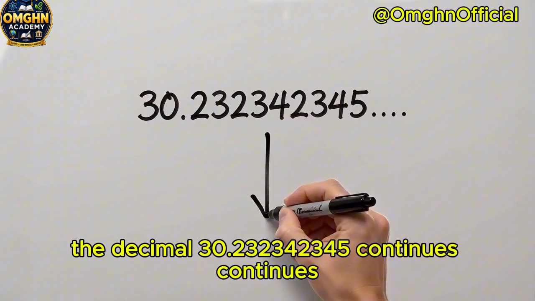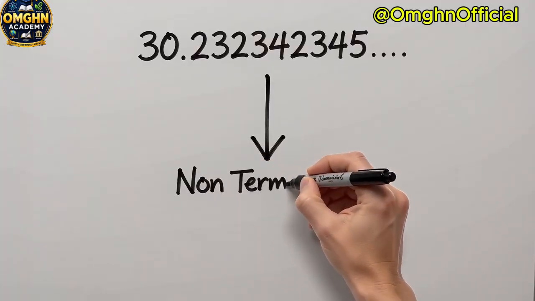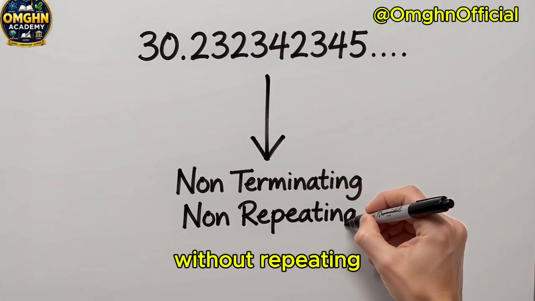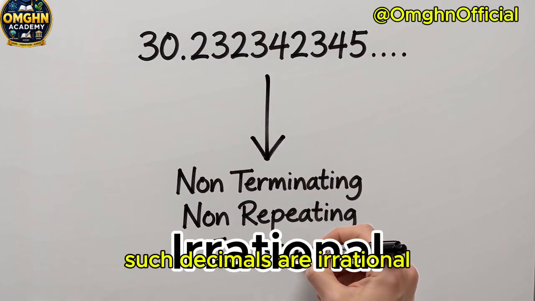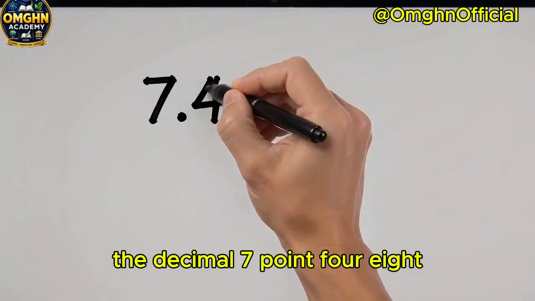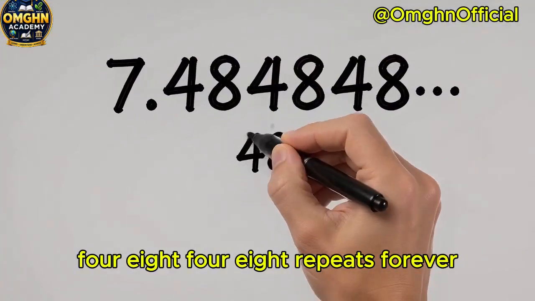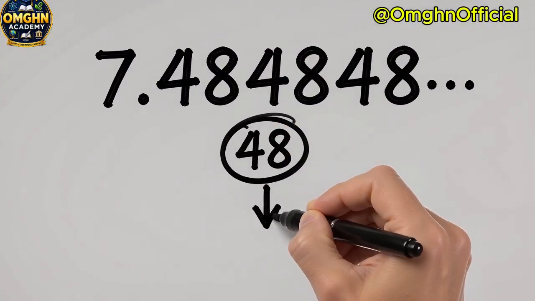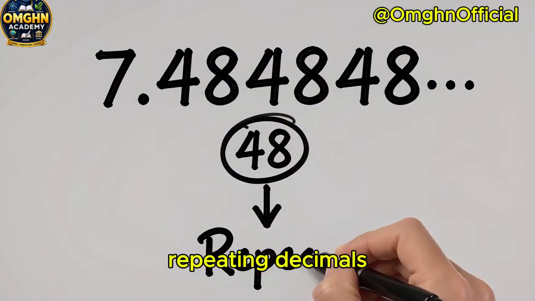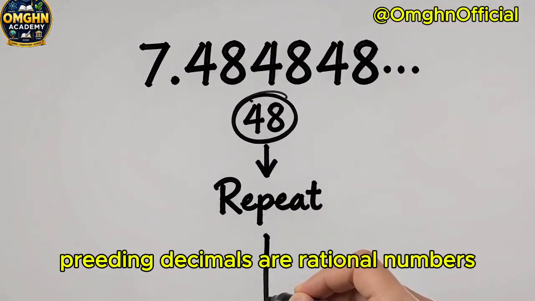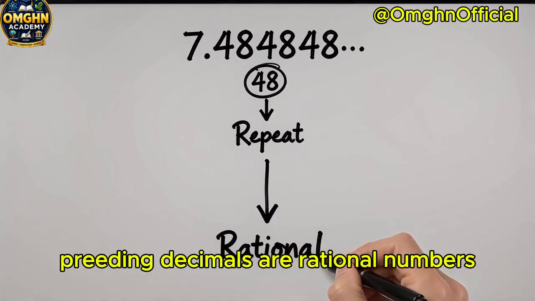The decimal 30.232342345 continues without repeating. Such decimals are irrational. The decimal 7.484848 repeats forever. Repeating decimals are rational numbers.